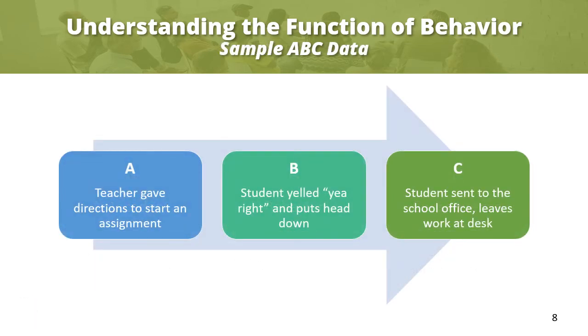Let's take another look at the ABCs of behavior. So for A, the teacher gave direction to start an assignment. That happened right before the behavior. That was the antecedent. The B is the behavior, and the student yells, "Yeah, right," and puts their head down. That's the observable behavior that we saw from the student. The C is the consequence. This is where the student was sent to the school office and leaves their work at their desk.